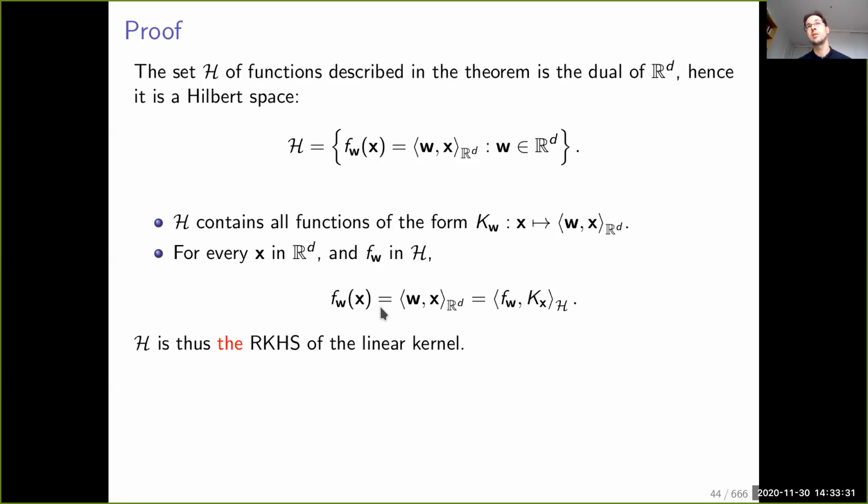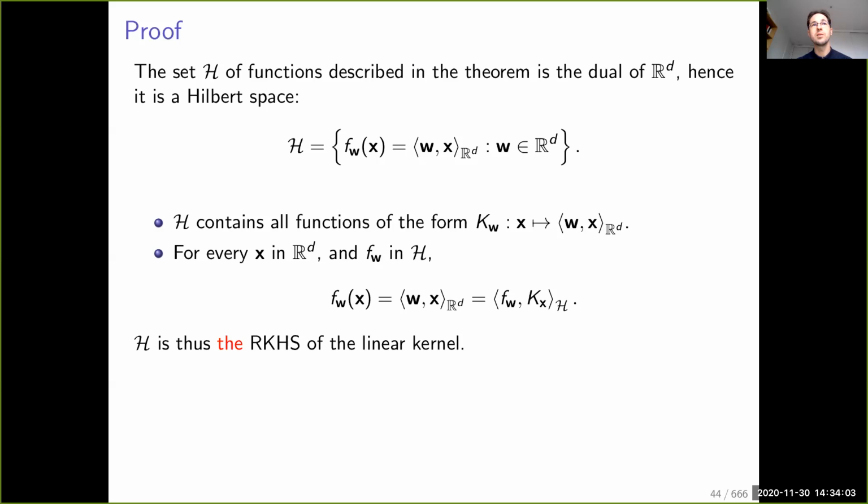f_w of x is defined as the inner product between w and x, which is also the inner product between f_w and the function K_x, where here you simply change the notation between w and x. So we have all of the definitions we want, and thus H is the RKHS of the linear kernel. And remember that we said last time that the RKHS for a specific kernel is unique. Okay, so we are good.